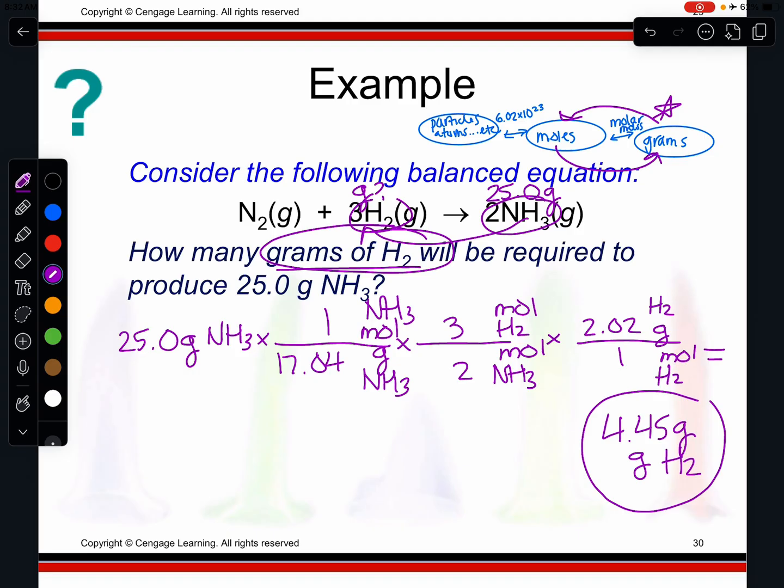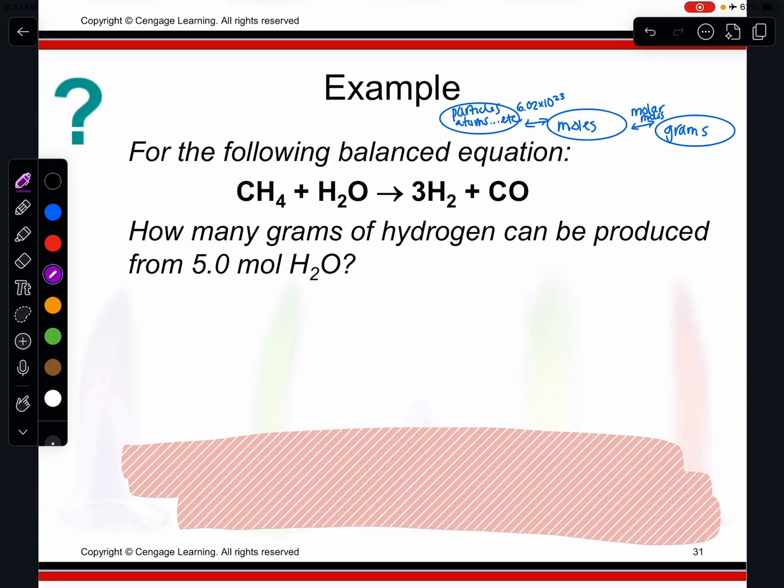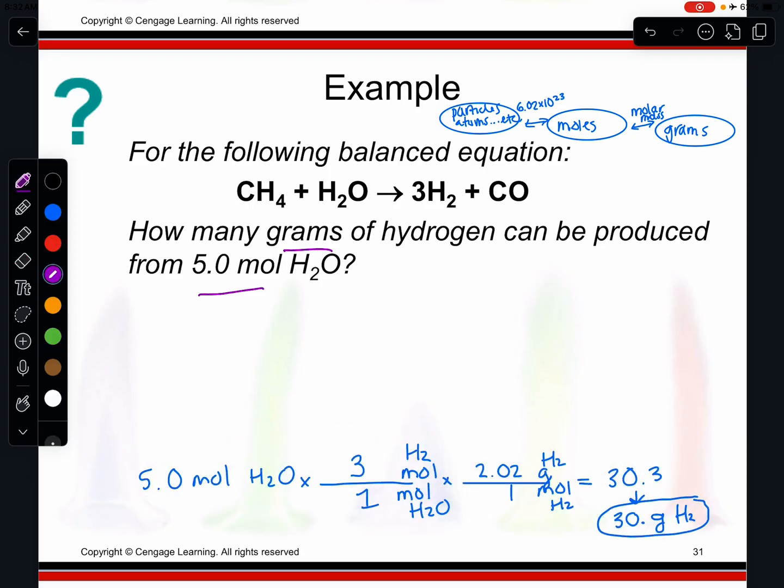All right, so let's go ahead and try another one. Now, this one is, again, another example of starting with moles and ending in grams. So why don't you try this one on your own? I've been putting the work down below here so I can just reveal it to you. So go ahead and pause the video and then work on this on your own. And if not, you can wait a second and we'll look at the work down below.